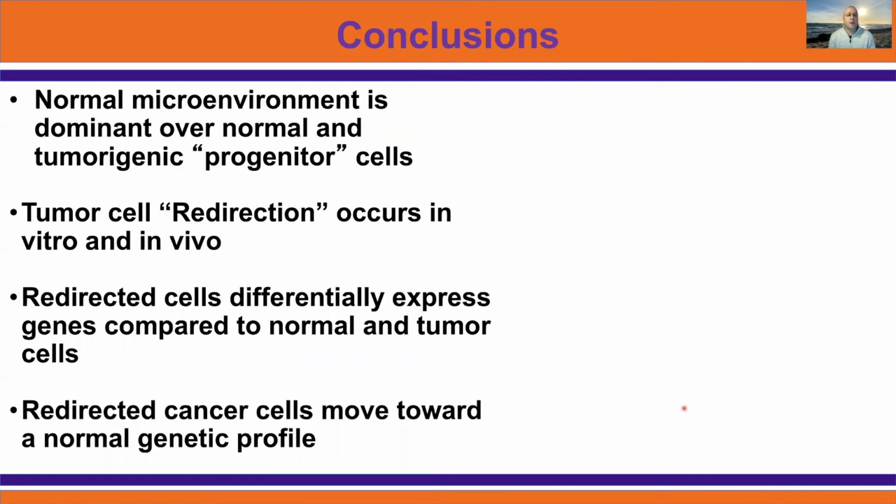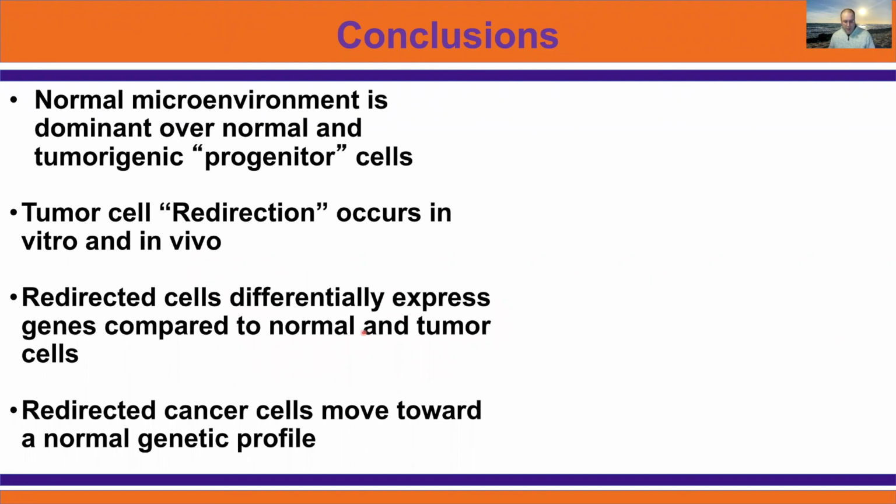So in conclusion, these tumor cells are redirected, which occurs both in vitro and in vivo. Our redirected cells differentially express genes compared to normal and tumor cells, and redirected cancer cells move toward a normal genetic profile.